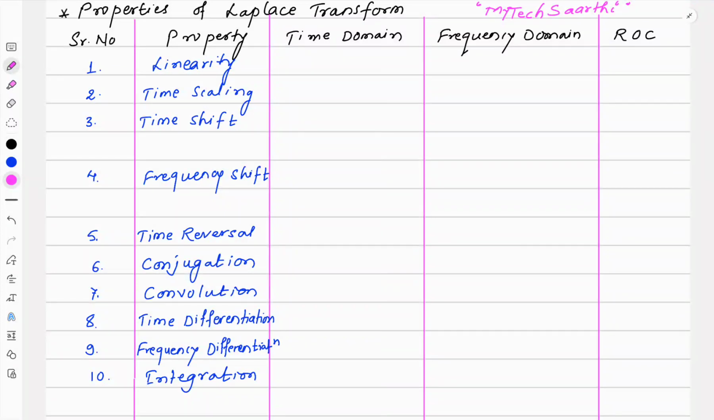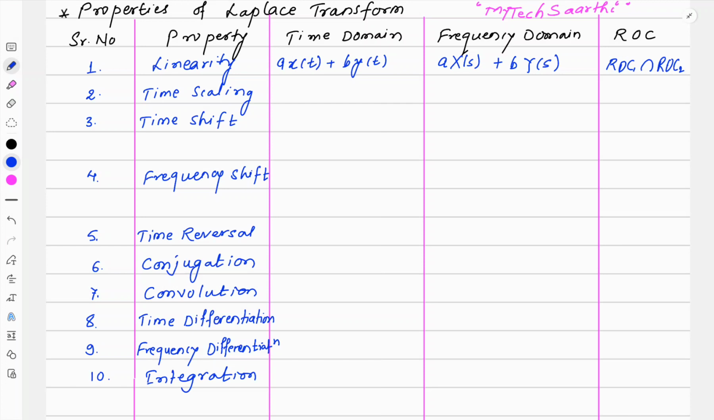In this video, we are going to study properties of Laplace transform. The first property is linearity. In time domain, we represent linearity as a into x of t plus b into y of t. So here we are adding and scaling two signals. In frequency domain, it will be represented as a into x of s plus b into y of s, and the ROC will be intersection of first ROC with second ROC.